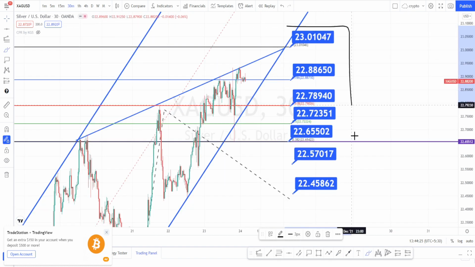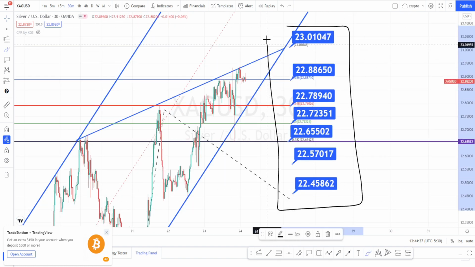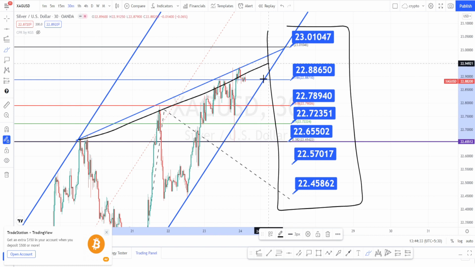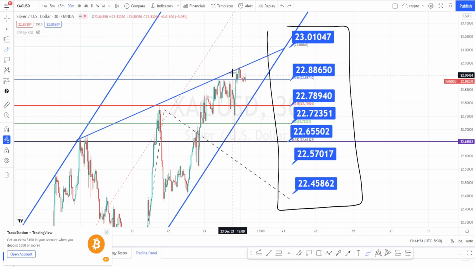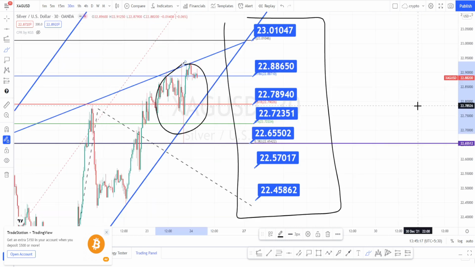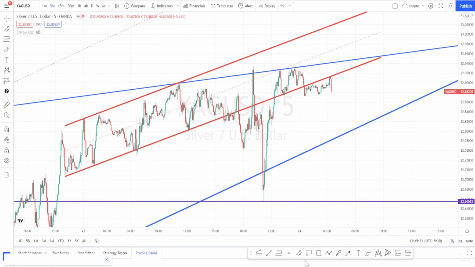So these are all the support and resistance levels in the 30 minutes time frame. Currently the price is consolidating within this channel pattern and it is forming a triangle pattern. Wait for the breakout from this triangle pattern, then go for a directional trade. Let us do the analysis in the 5 minutes time frame. I am in the 5 minutes time frame now.